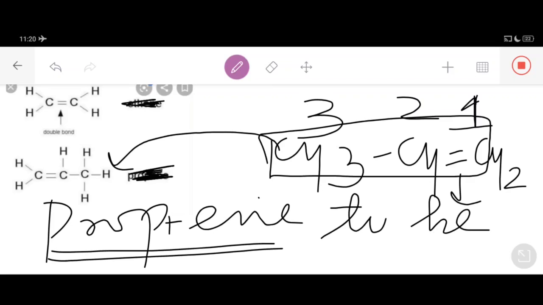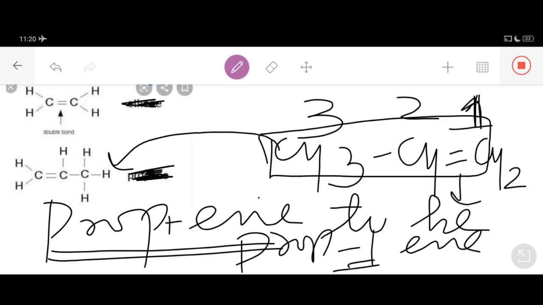Propene or prop-1-ene, dear students. Why 1? Because it's the position of the double bond. That's why I wrote here prop-1-ene, dear students. This is a very important example. Try more examples at your homes, my dear students. So this was the nomenclature of unsaturated hydrocarbons. This is how we can give names to unsaturated hydrocarbons.